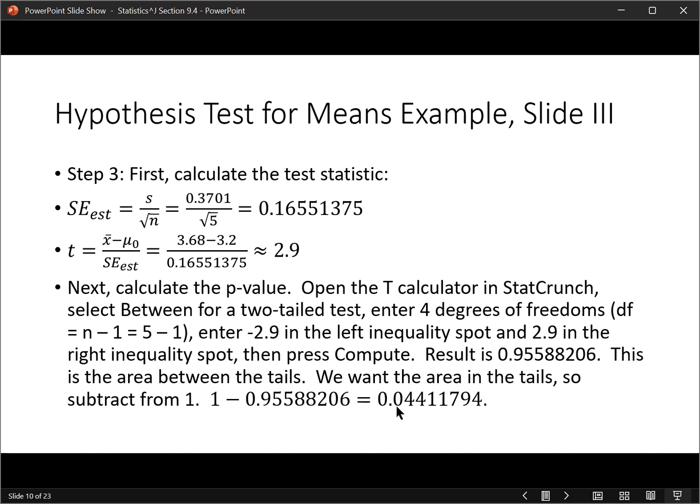If you need to watch that again to get all that information, that's how you go through and do it. That should feel very familiar. It's basically the exact same thing you did with a normal distribution calculator. You're just doing it with the t-calculator instead.